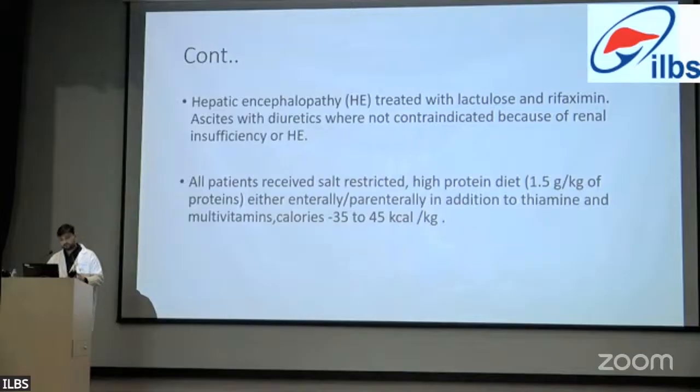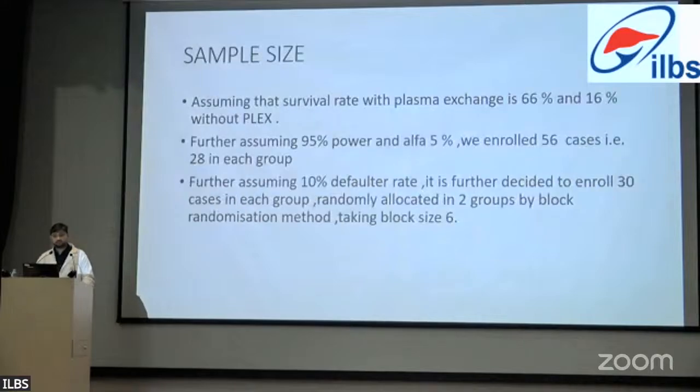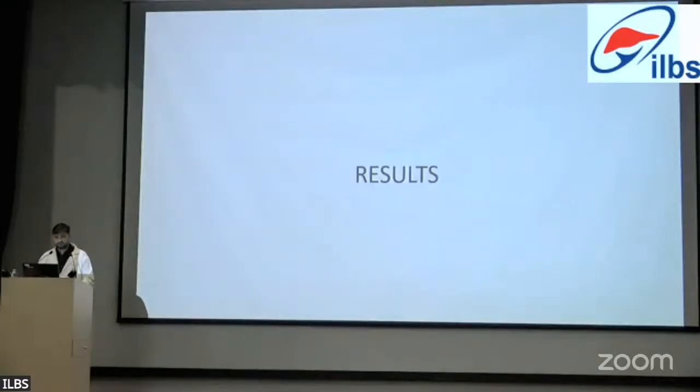Patients were given high calorie, high protein diet, and other supporting medications were given. Sample size was calculated, with plasma exchange suspected to have better survival of around 16% higher than the SMT group. So sample size came to be around 56, 28 in each group, and assuming 10% default rate, we enrolled 30 patients in each group.